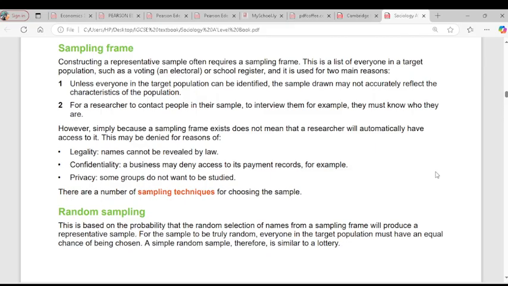Confidentiality. Records might not be accessible to researchers. Maybe you go to a company and the company will not give you its financial records. So that means you still don't have access to certain things. Privacy. Some people do not like to be observed. So that means you cannot carry out the study. Despite the fact that you have drawn up a smaller group, you still cannot have access to them because they don't want to be observed or studied.